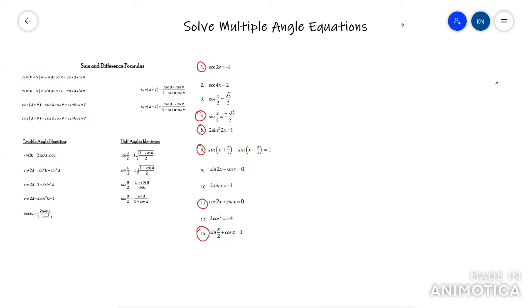Here we go. First one, secant 3x equals -1. So if I have a function like secant or cosecant isolated on one side of the equation, I flip it. So I would instantly change this to be cosine 3x. And you have to flip -1, but it's just -1/1. It's just going to stay -1 anyways. All right. So now you have cosine 3x equals -1. This is when you can inverse cosine.